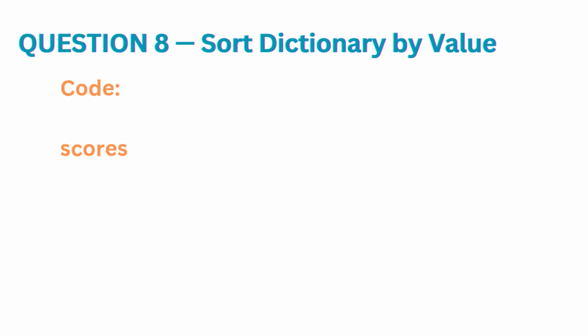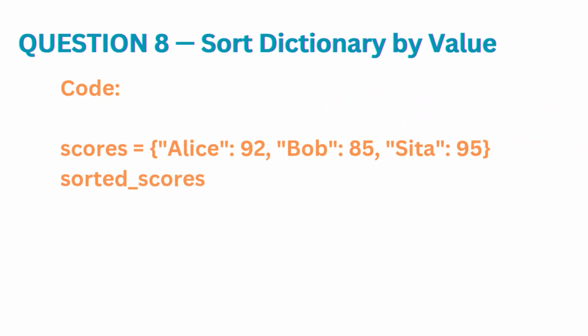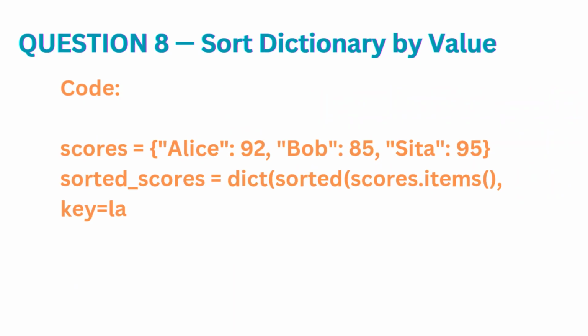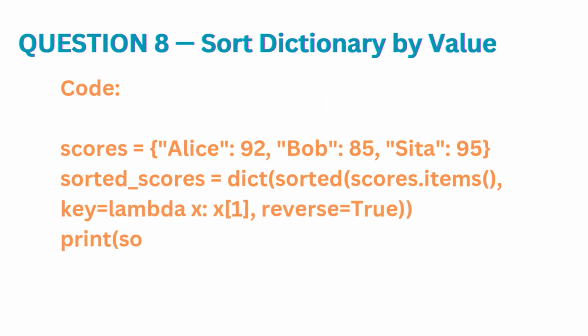The next question is sort dictionary by value where the scores are given and the sorted scores should be dict of sorted of scores.items() and key equal to lambda x: x[1], reverse should be True. That should print the sorted scores. So the sorted function plus lambda sorts the dictionary by value. This is useful in ranking or leaderboard problems.